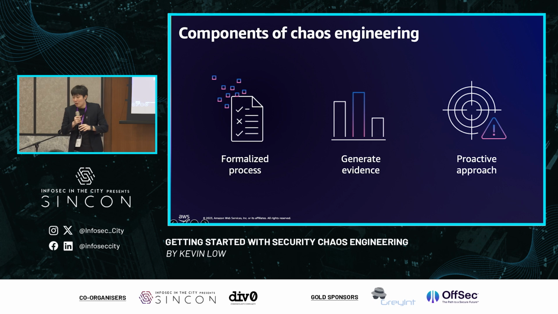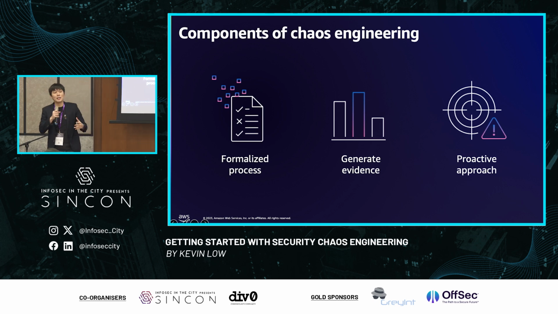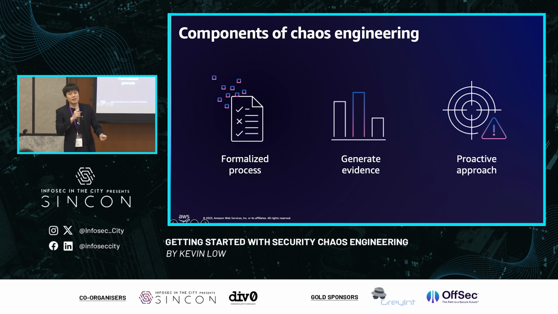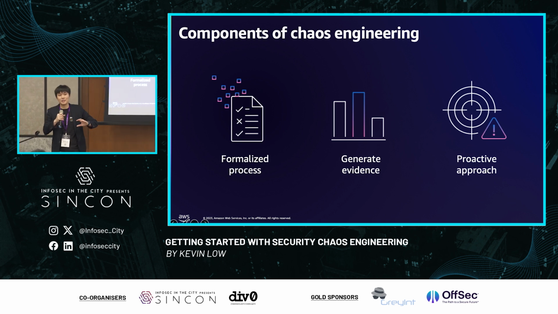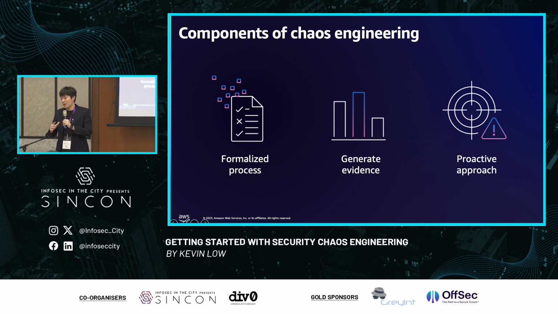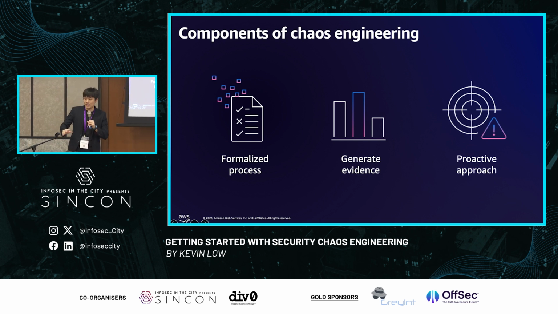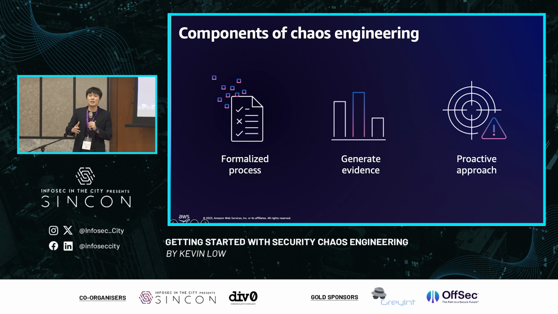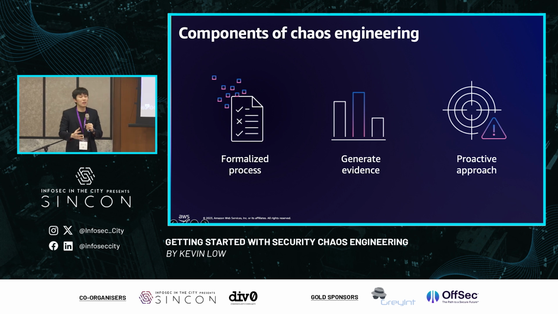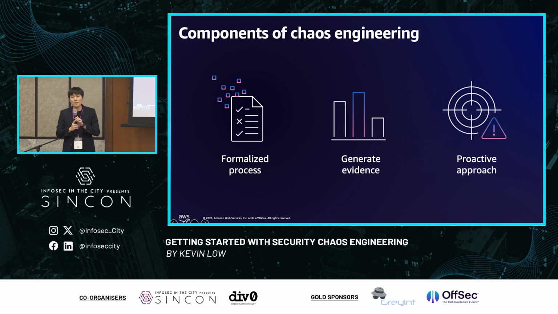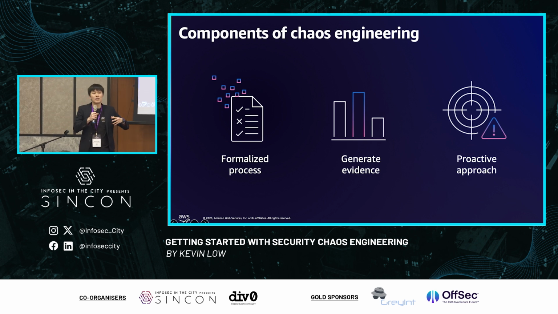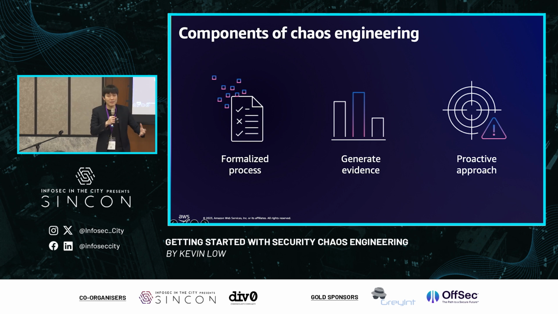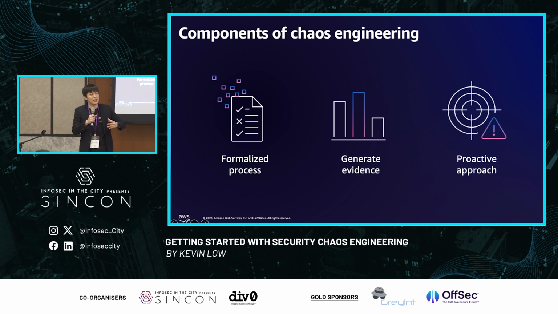Now, chaos engineering, like what I said earlier, is a formalized process, right? A lot of people think of it as breaking things in production, Chaos Monkey, Chaos Gorilla, things like that. But it's not just as brutal as that. It's like a scientific process where you run experiments on systems in order to generate evidence. So you're running experiments on complex systems to see how they respond, and when they respond, you're generating evidence, and from that evidence you can change the system to make it more resilient or secure.